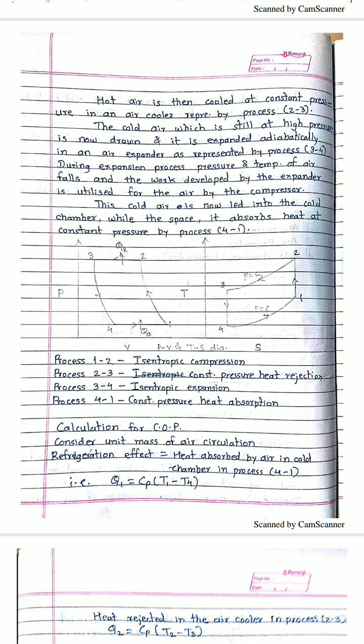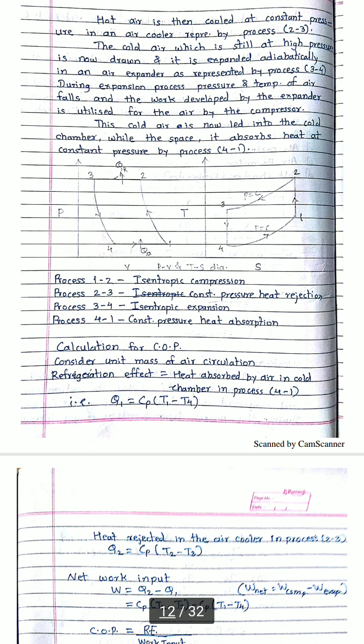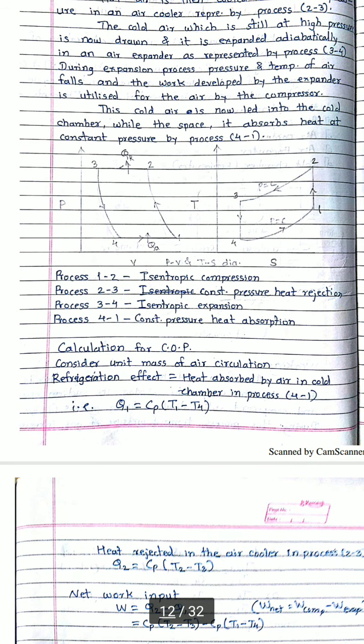So consider a unit mass of air, meaning the mass of air is 1 kg. The refrigeration effect is equal to the heat absorbed by air in the cold chamber. That is, how much cooling effect will be produced is equal to the heat absorbed by the air in the cold chamber. Therefore Q1, the process 4 to 1 heat addition, is equal to m Cp into T1 minus T4. The heat absorbed by the air is Q1, equal to Cp into bracket T1 minus T4, because the mass of air is considered as 1 kg.